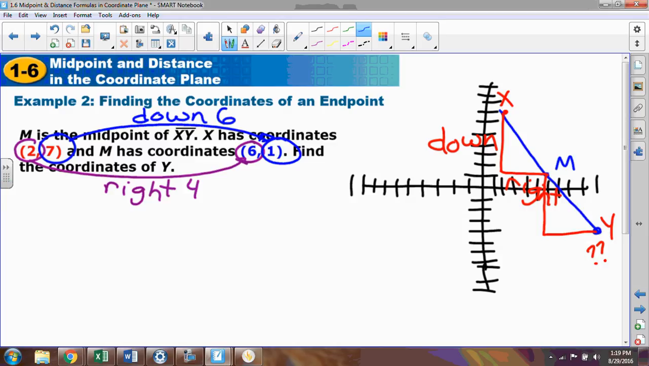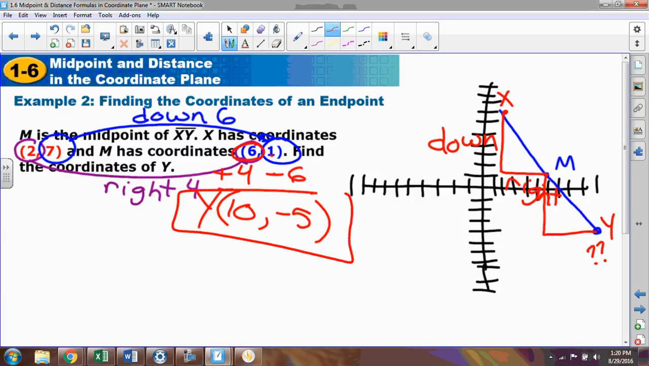Identifying our pattern of right 4 and down 6, we can now apply it right here. Right 4, down 6. What's 6 plus 4? What's 1 subtract 6? Those are our coordinates. We're done. We can get those coordinates just by mapping through the pattern.